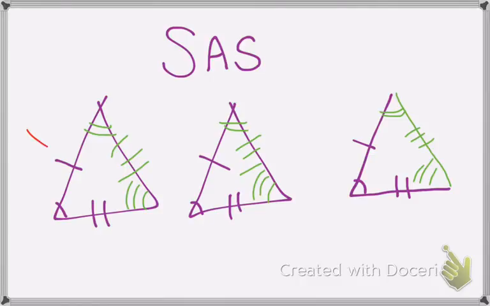So if this was x and this is 5, we know x equals 5. If this is 30 and this is 2y, let's change the letter. Then we know, because they're marked congruent, we know that 30 equals 2y, so 15 equals y.